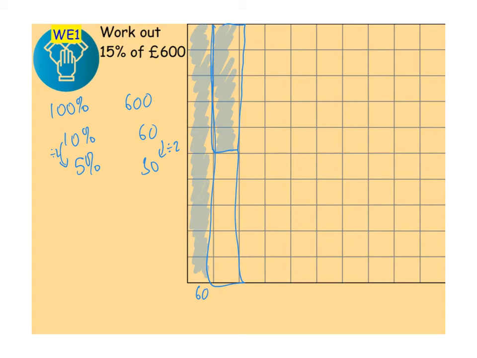So if I want 15%, I've got 2 different methods I could use now. I could either say, well, 3 lots of 5% would get me 15%, so I could multiply this by 3. 3 multiplied by 30 is 90, so that's one way of doing it. Or another way would be to add 10% and 5% together to get 15%. So I'll add the 60 and the 30, and I'll get 90. Okay, so either way, perfectly acceptable.